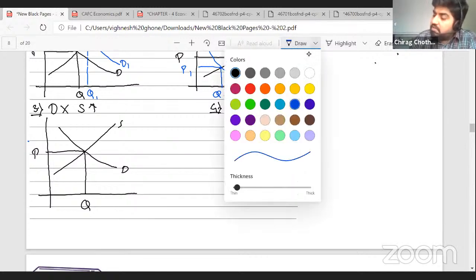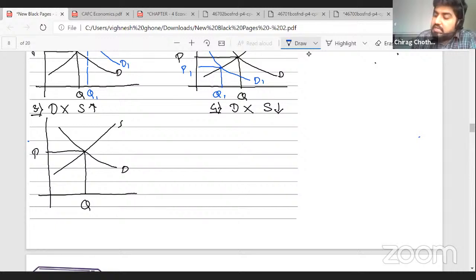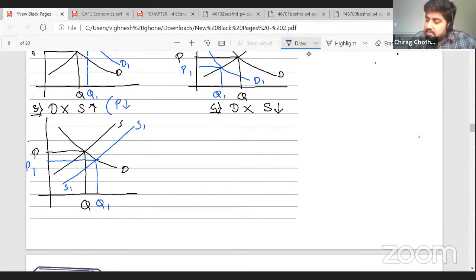Come on, next one. Our demand is not changing, so the demand curve will remain the same, but the supply is increasing. Supply increases, so it will shift towards the right. So this will be our new curve S1, and this will be our new equilibrium. Equilibrium quantity increases, but equilibrium price decreases. So whenever there is no change in demand but supply increases, equilibrium price will decrease and equilibrium quantity will increase.